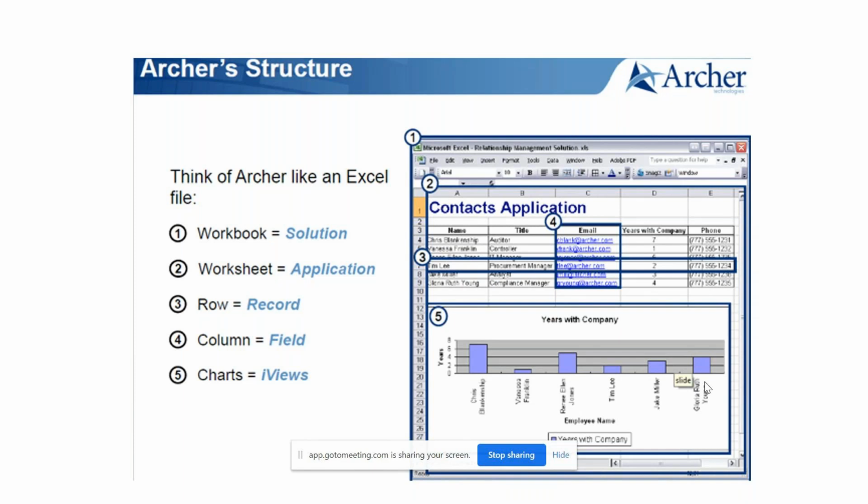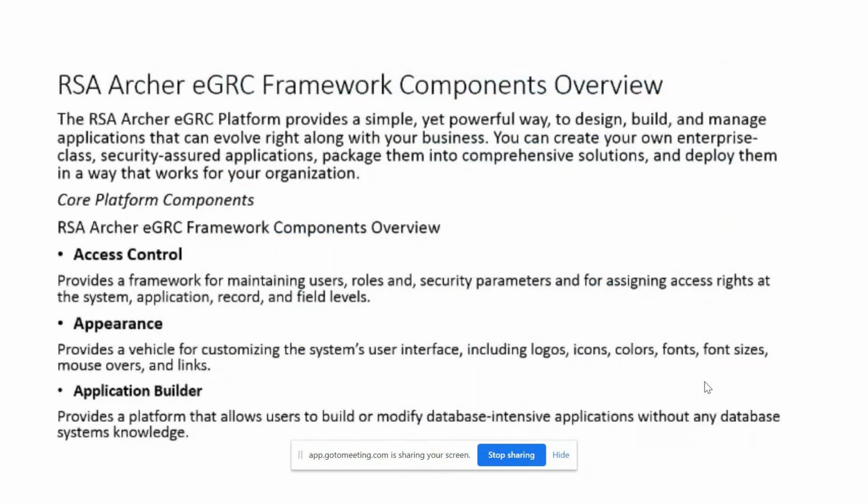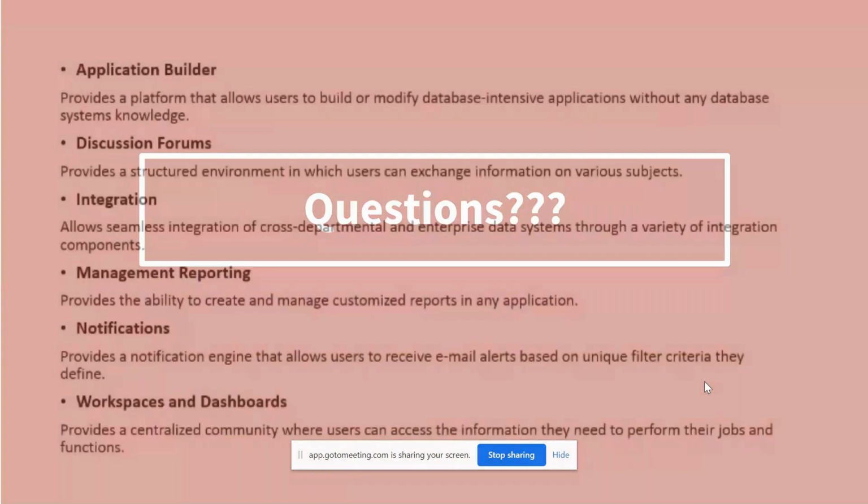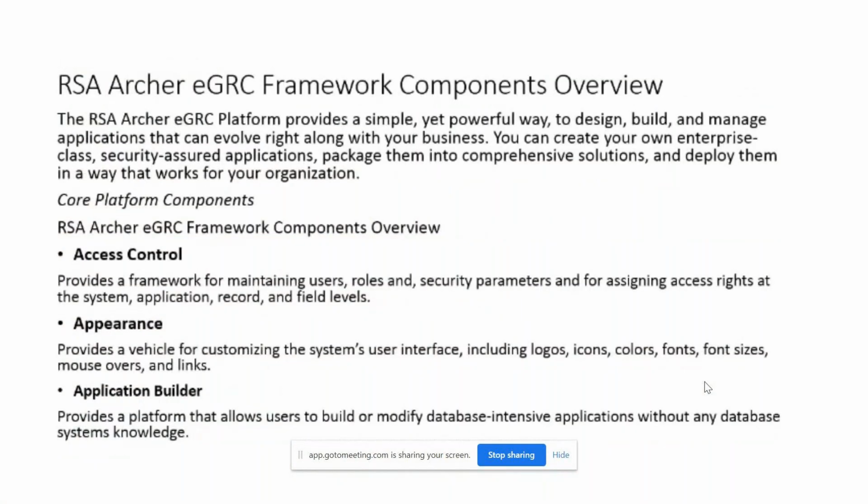So the next one: these are the components of RSA Archer. We have different types of components like access controls, appearance, application builder, discussion forums, integrations, management reporting, notifications, and workspace and display. So let's talk about each and every component of Archer.